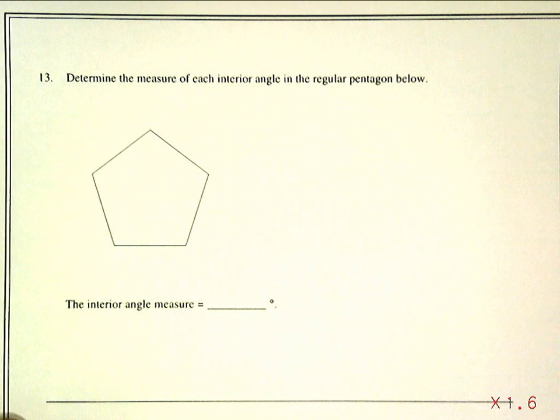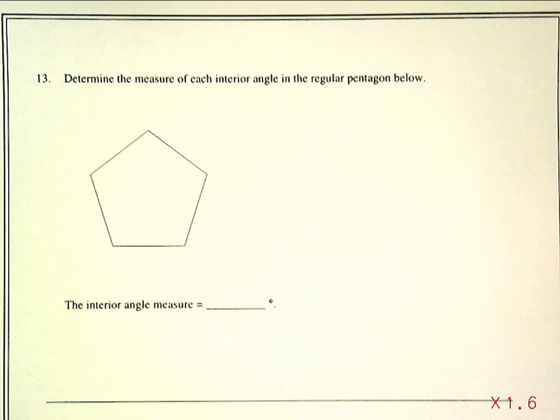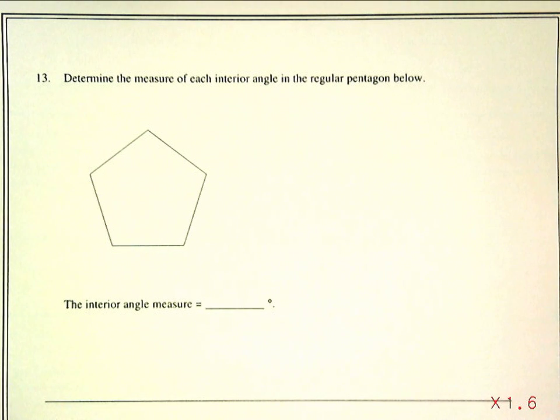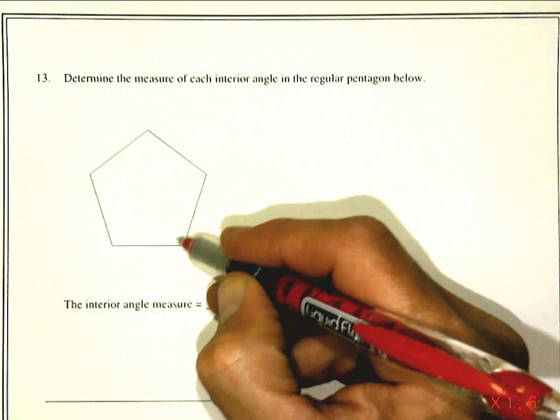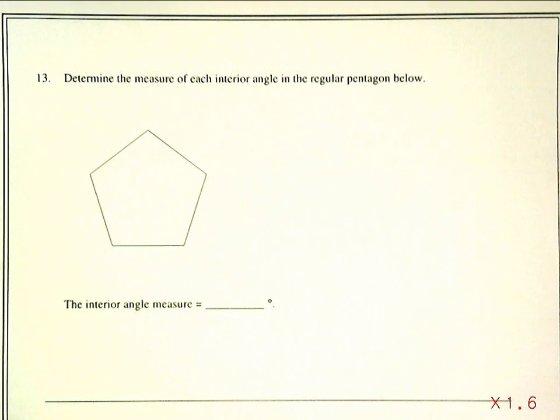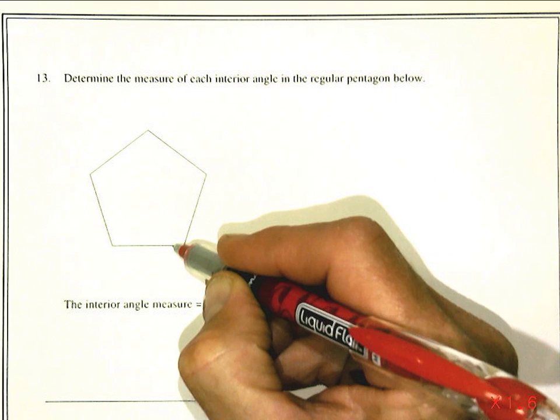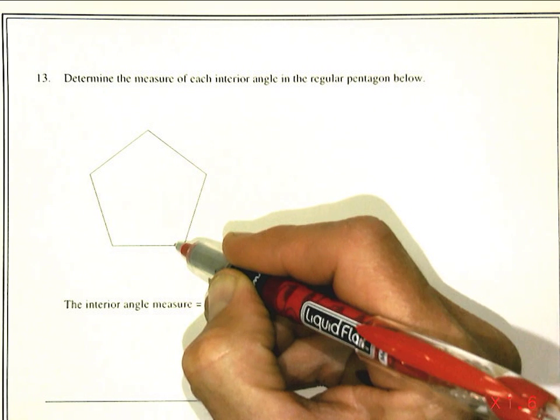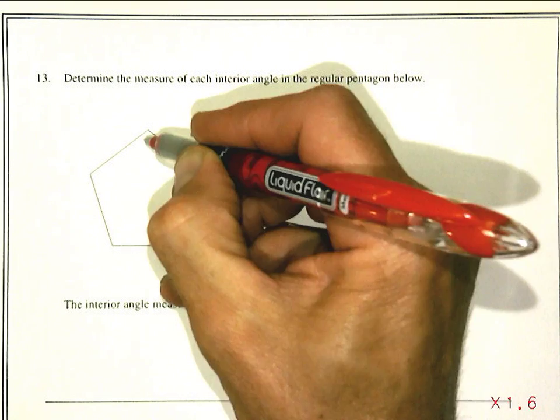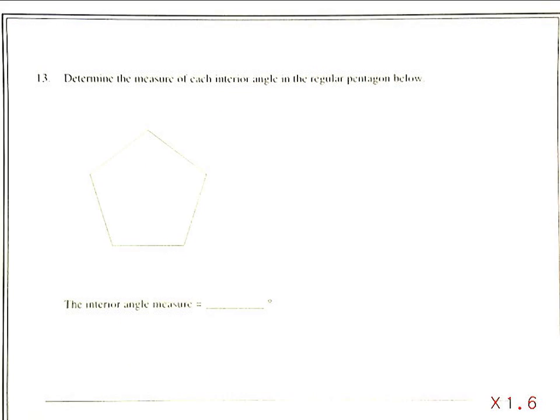In problem number 13 of the MSP practice test, it asked me to determine the measures of each interior angle in this regular pentagon. So what I want to know is what's the measure of that angle right there, or that angle, and they're all the same. There's 5 of them.